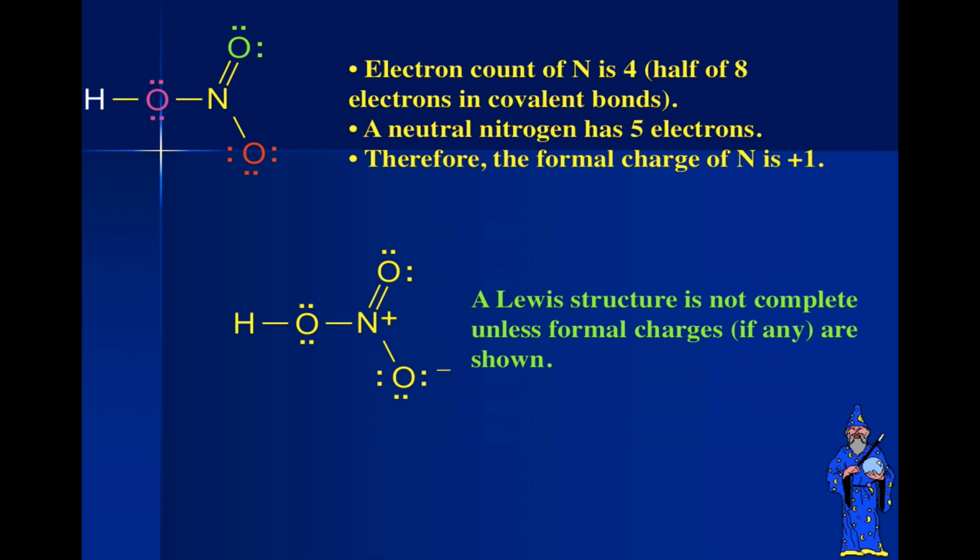And so a correct Lewis structure will have the formal charges shown, other than 0. So nitrogen's going to be positively charged, oxygen's going to be negatively charged. It's overall neutral, of course, because it has just as many negative charges as it has positive charges.